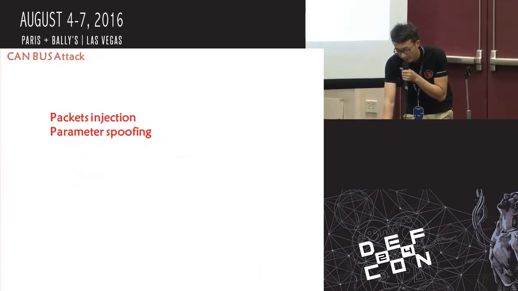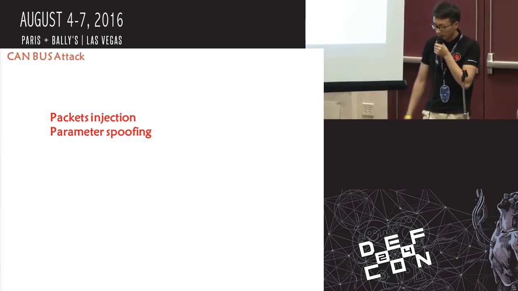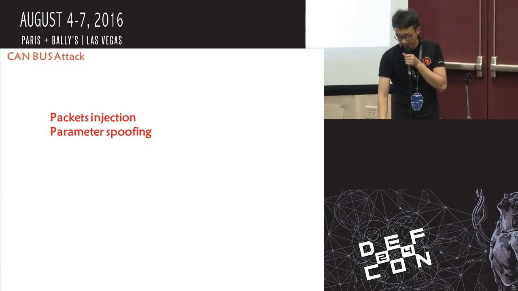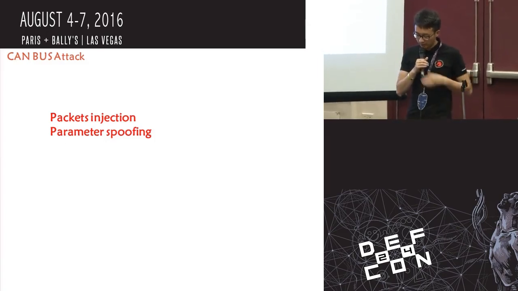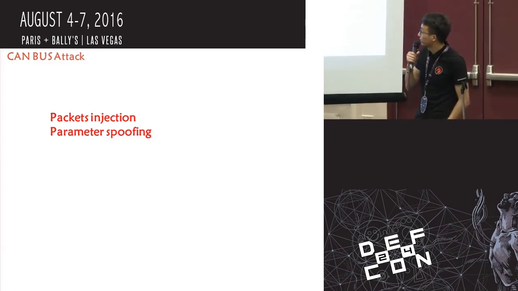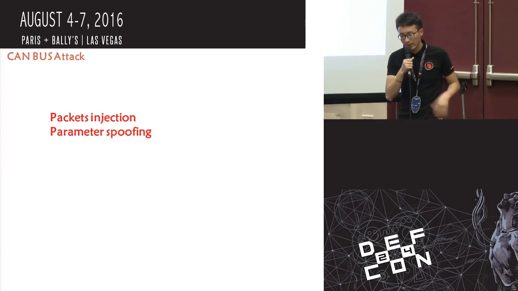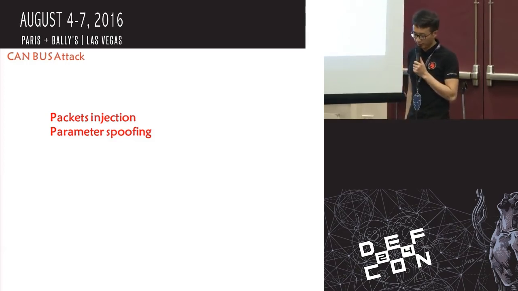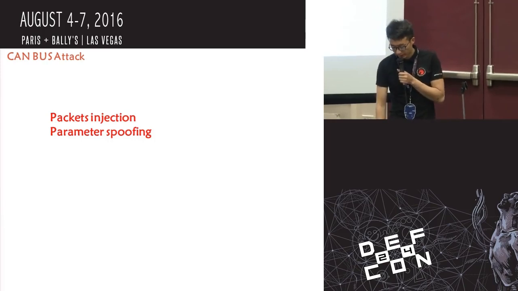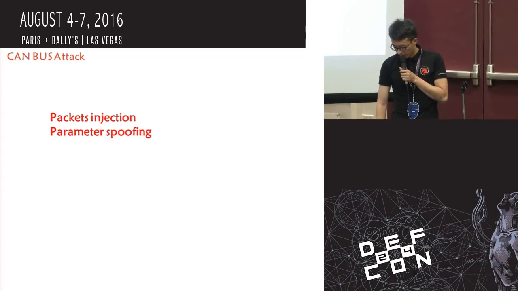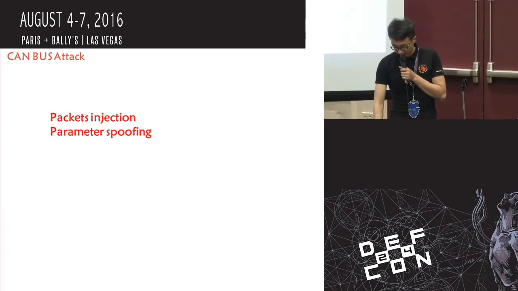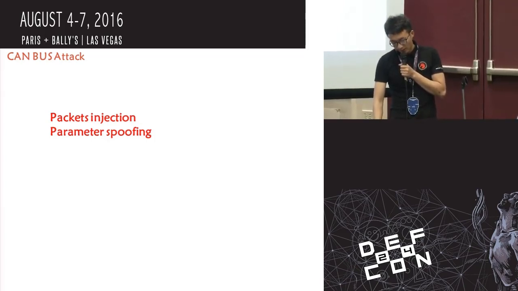So CAN bus attacks usually include two kinds of attack: packet injection, for example, where an attacker can observe the traffic on the CAN bus to see which packets contain which features of the car, and then replace or modify that packet to do some injection. This kind of attack is very common.